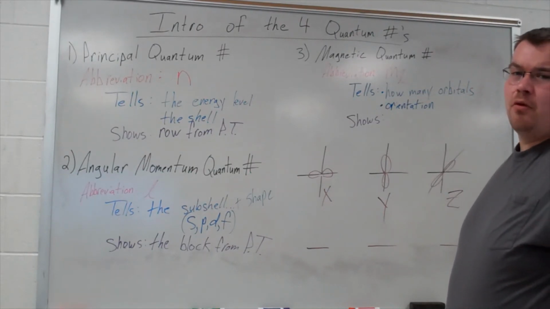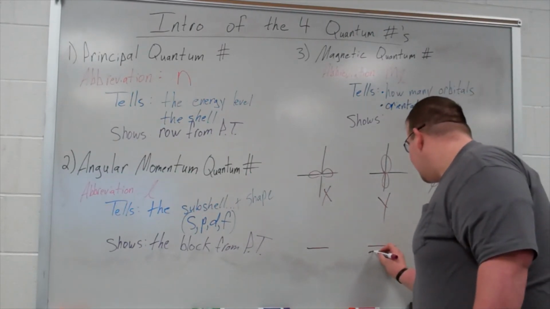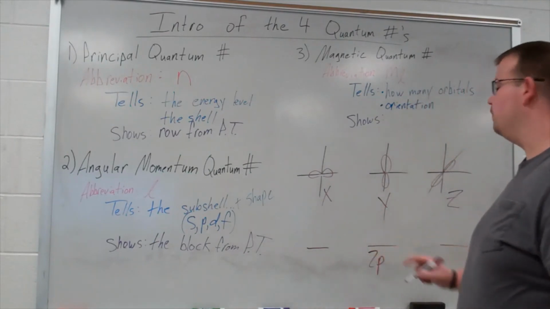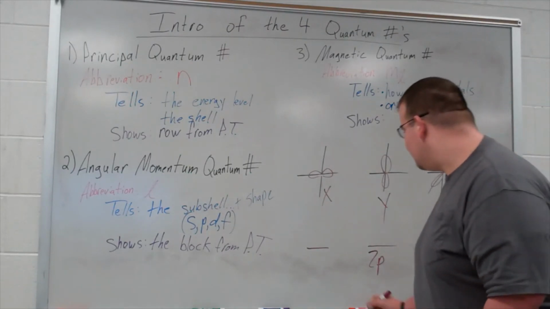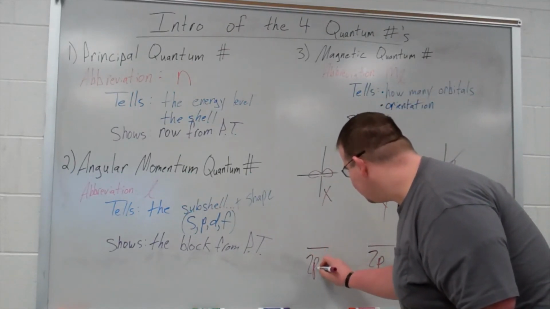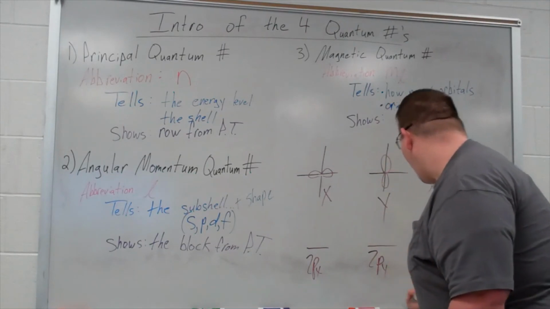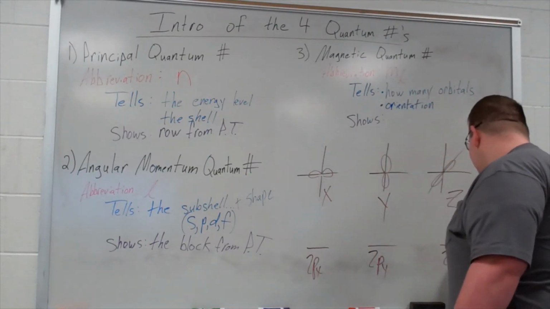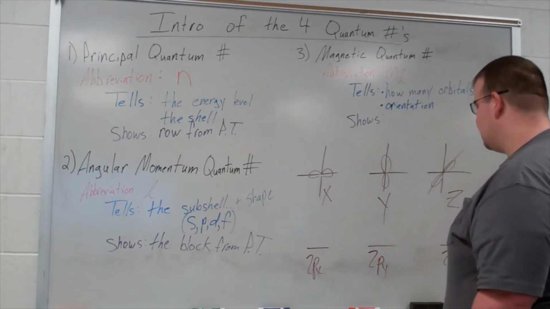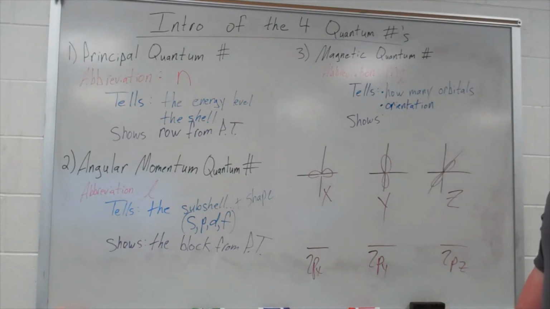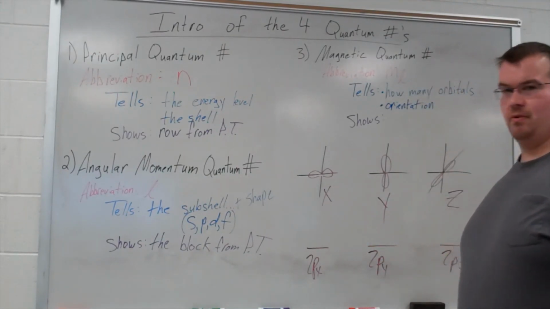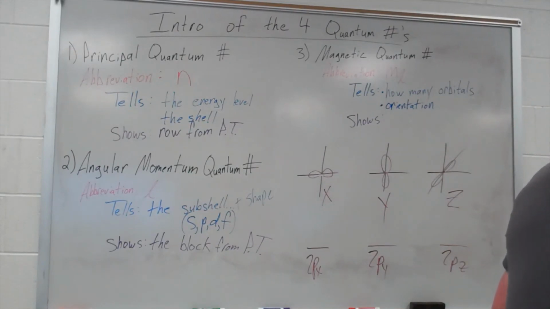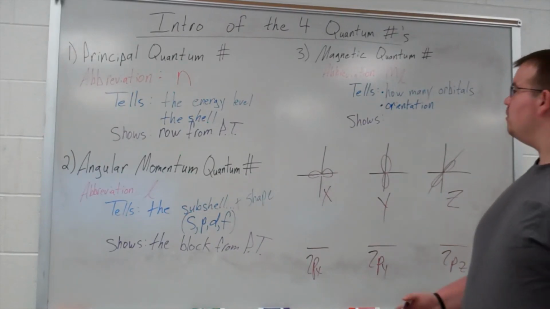So let's just say we're in the 2P. So this is what I did. I told you to label in the middle. I did that to keep things simple for you. Because in reality, this is 2px, this is 2py, this is 2pz. This is an orbital, that's an orbital, and that's an orbital. Go back and look. I told you.